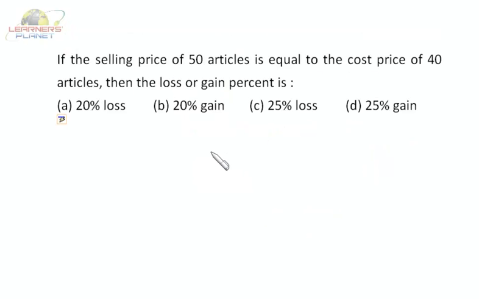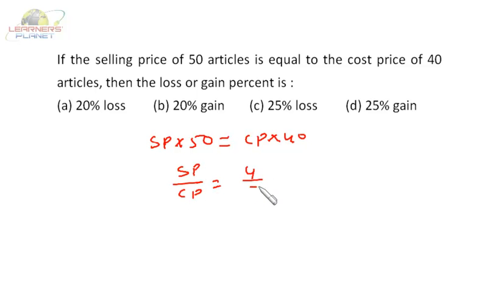Now let's say this question. If the selling price of 50 articles is equal to cost price of 40 articles, that means SP of 50 is equal to CP of 40. That means SP by CP is equal to 40 by 50, that is 4 by 5, which is 0.8. Definitely it is 0.2 less than 1. So it is 20% loss. Since SP by CP is less than 1 by 0.2, we can say 20% loss.